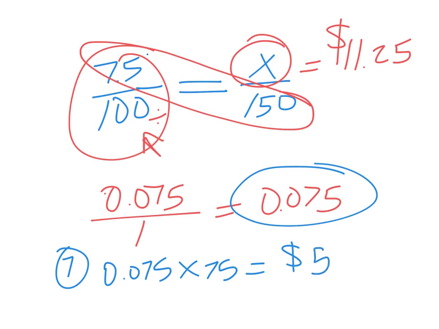5.625. 5.6, what? 625. Now this is money, so we round to 2. So what's the 5 make the 2 do? 3. So this is $5.63.